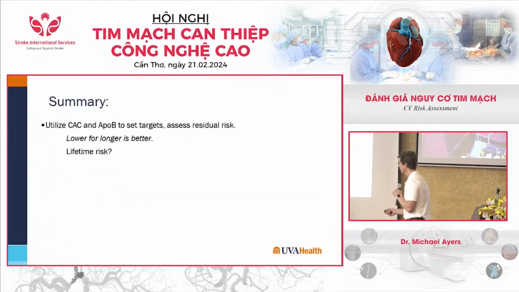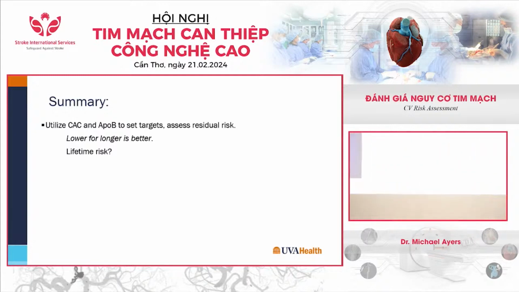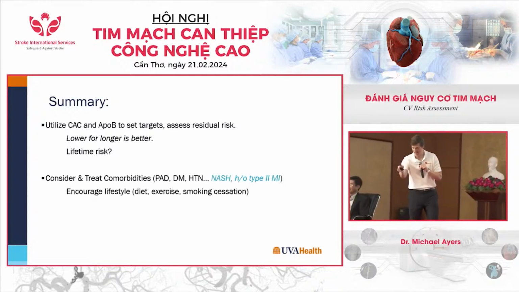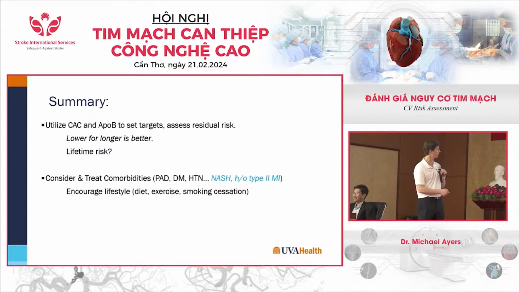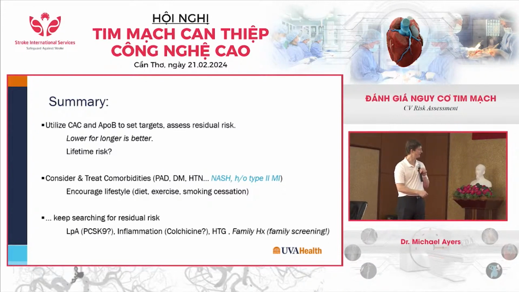All right, so please pick a target. Please think about lifetime risk and cumulative exposure to cholesterol. Think about coronary calcium score as getting an exact glimpse at how healthy blood vessels are. Treat comorbidities and keep searching for residual risk, particularly in the patient who's had multiple events.